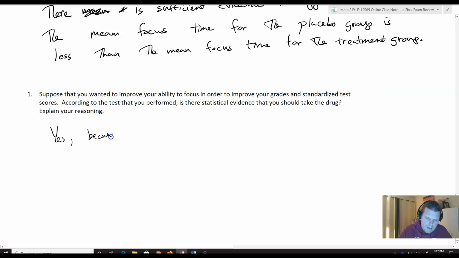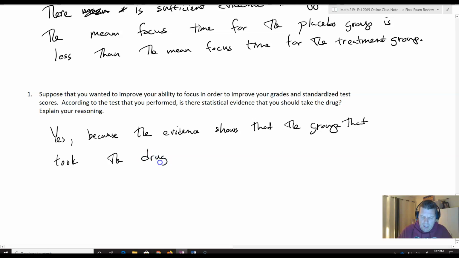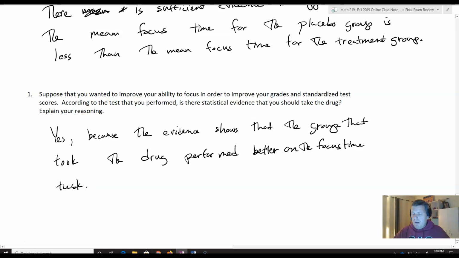Because the evidence shows the group that took the drug performed better on the focus time task. That's it. There it is.